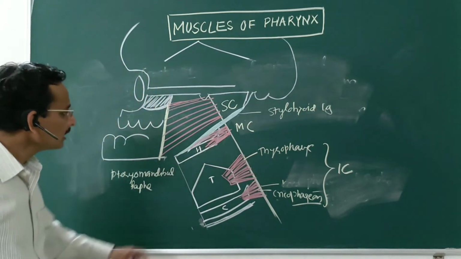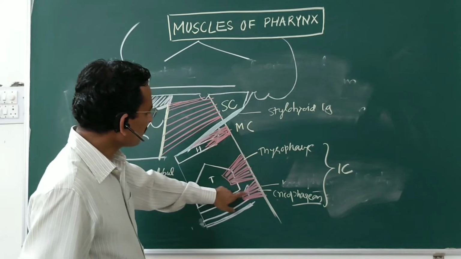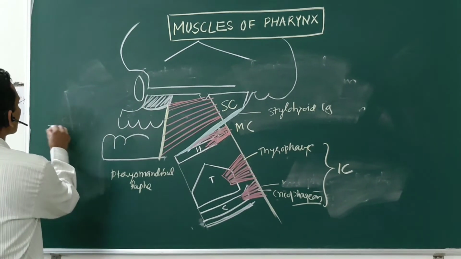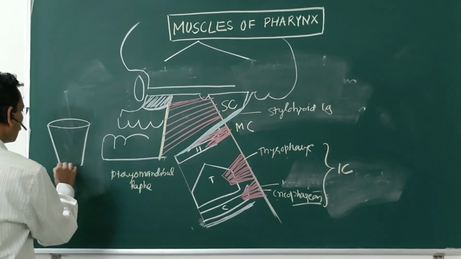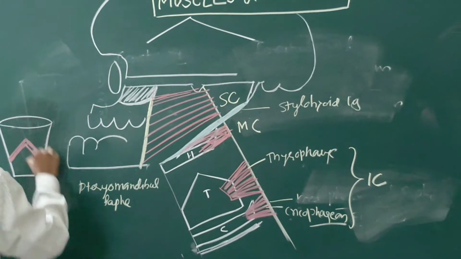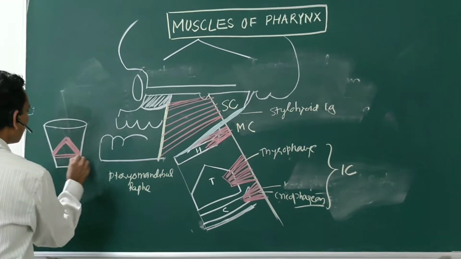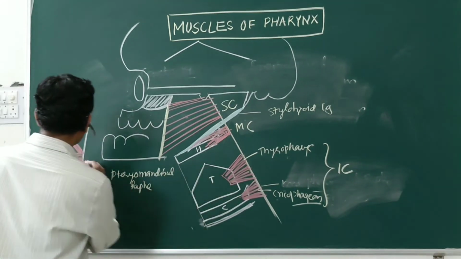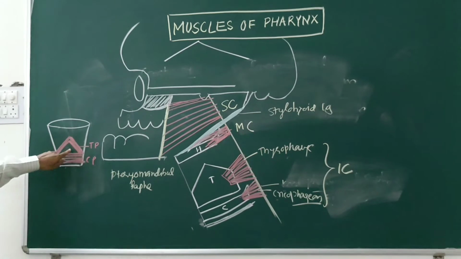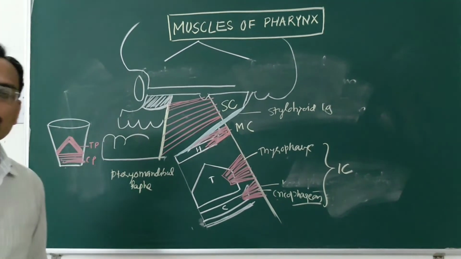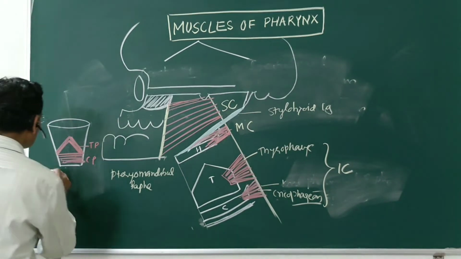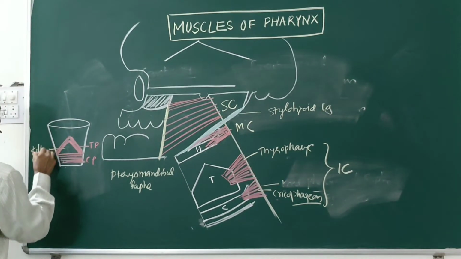Let's see the importance of the thyropharyngeus and cricopharyngeus. This is the inferior constrictor muscle. It has the obliquely placed thyropharyngeus muscle and the transversely placed cricopharyngeus muscle. In between them there is a gap, called the pharyngeal tubercle or Killian dehiscence.